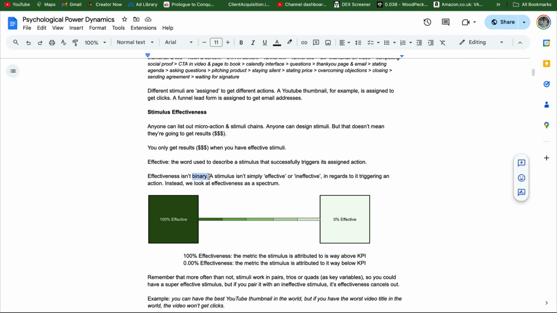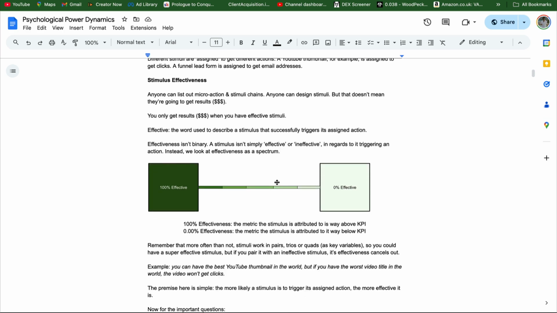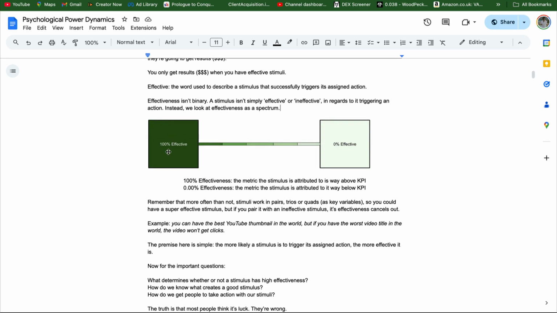Effectiveness isn't binary. A stimulus isn't simply effective or ineffective in regards to it triggering an action. Instead, we look at effectiveness on a spectrum. So here we've got 100% effectiveness, right? The metric the stimulus is attributed to is way above KPI. And then here we've got 0% effectiveness, which means the metric the stimulus is attributed to is way below KPI.